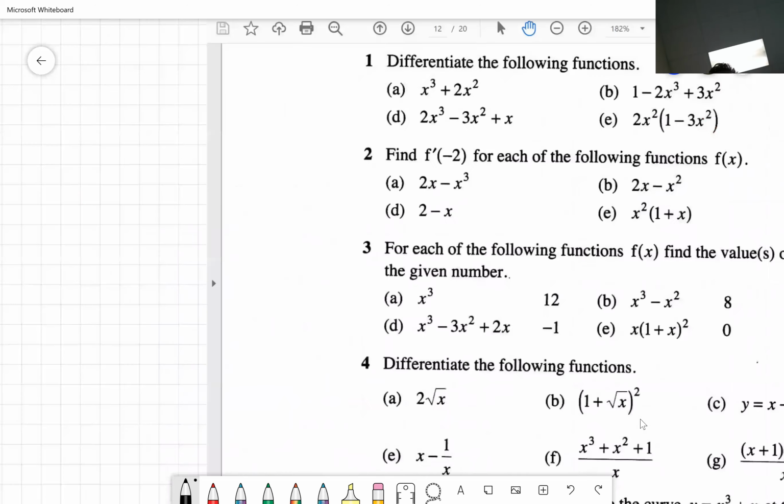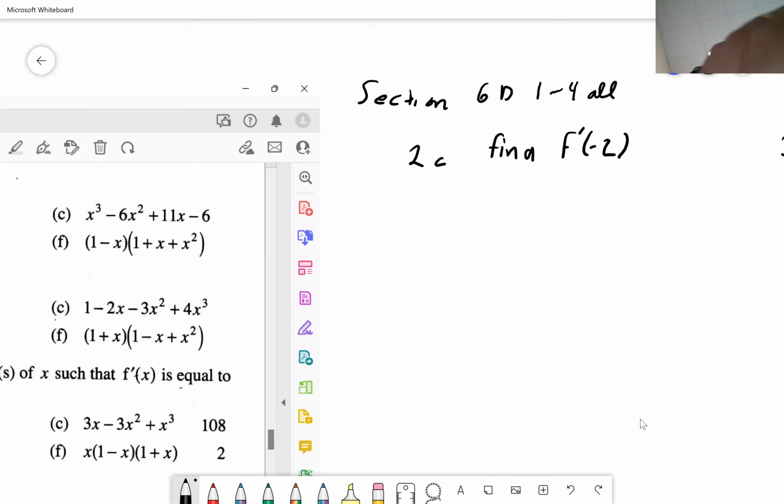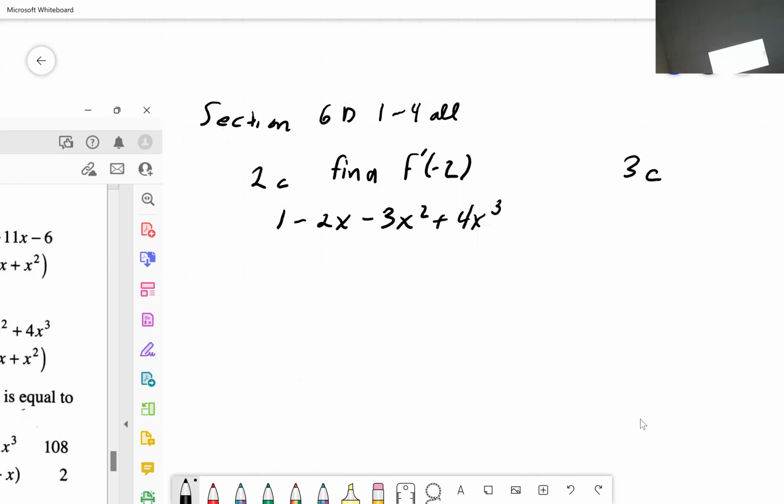So 2C, it says find f prime of -2, and they give us the function 1 minus 2x minus 3x squared plus 4x to the third. So let's call this f of x. So first thing we do is we find f prime of x. What's the derivative of 1? 0. What's the derivative of -2x? -2. What's the derivative of -3x squared? -6x. What's the derivative of 4x to the third?